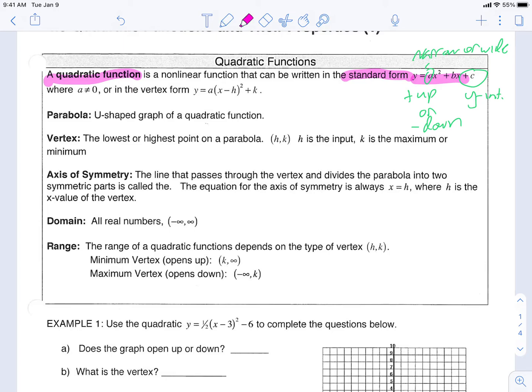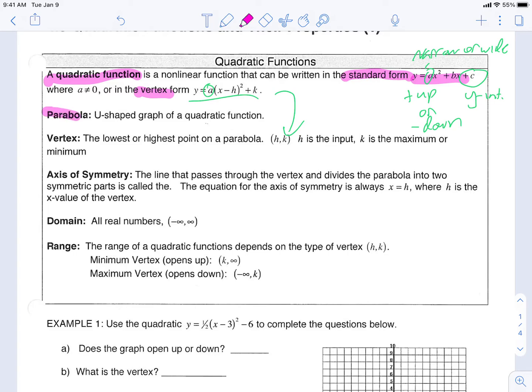Now, vertex form, remember how we did completing the square, and some of you guys are like, well, why are we doing completing the square? We do it for this, to write things in vertex form, because the nice thing about the vertex is it tells you right there, if it's in vertex form, that it's h comma k, and that's the lowest or highest point of the graph. And the a here still has its same purpose. It tells you if it's narrow or wide, and it tells you if it goes up or down.